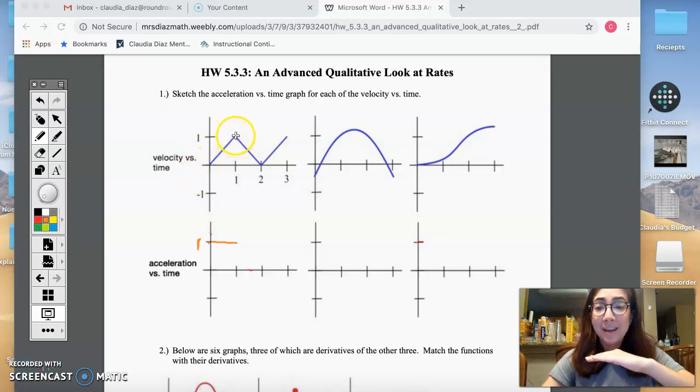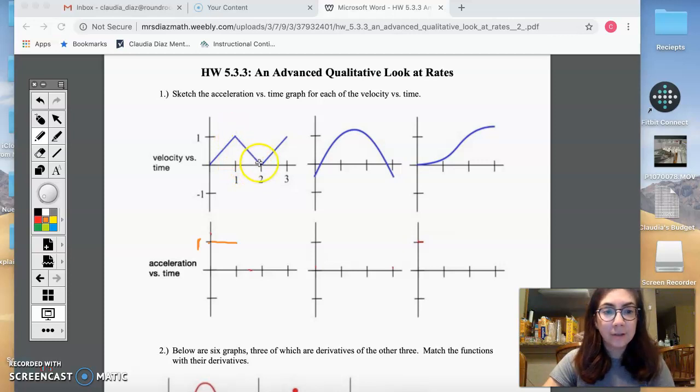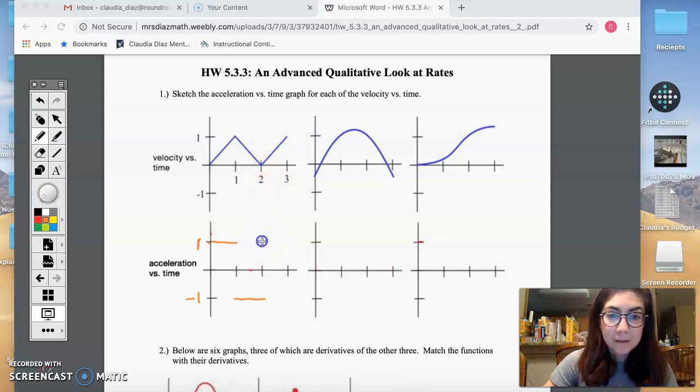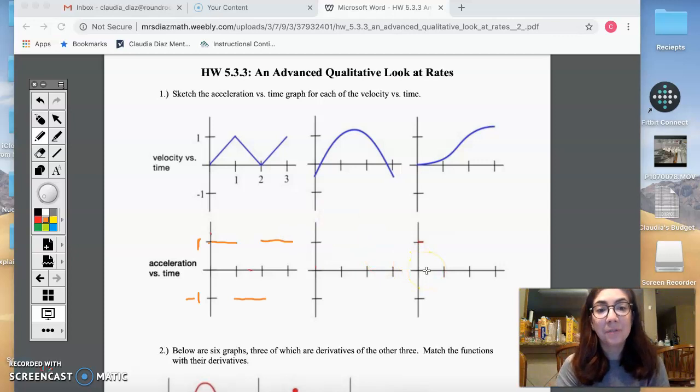And then it changes, and it changes dramatically. It's like increasing and then a sharp turn to decreasing. What would you say the slope is of this section? The slope there would be a negative 1. So it's a positive 1, then it's negative 1, then back to positive 1. And that's going to be our picture for the acceleration of this graph. Remember, we're thinking about slope.